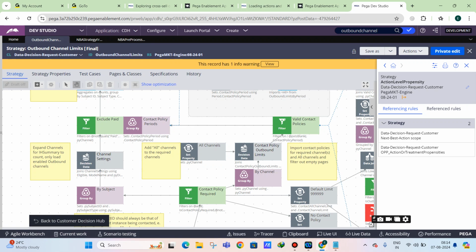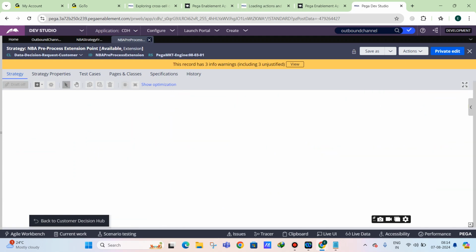Same way, for example, if for a particular issue and for a particular group only you need to apply the contact policy, then you need to set that logic also. Here only you have to set it, in the pre-process extension. So you can see, right, this is an extension strategy. So this is a pre-process extension.